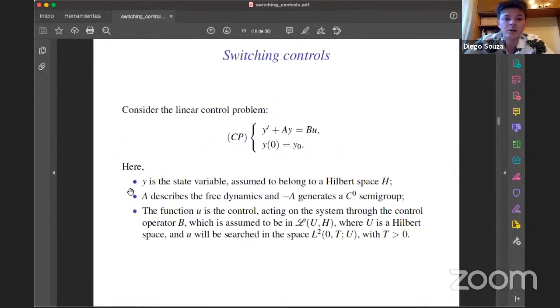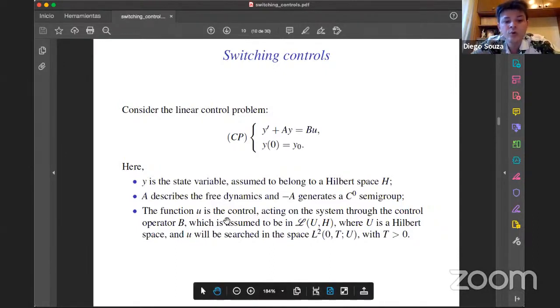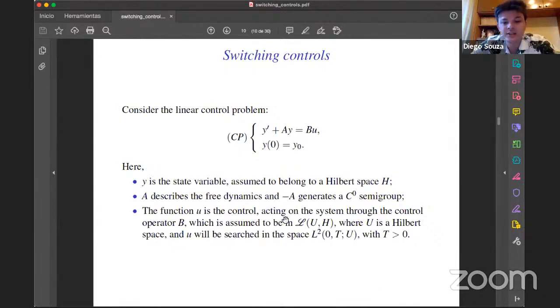Okay, so, switching controls. I will call this linear system again CP, control problem. The space where the solution belongs, I will call H. Now the operator A is such that minus A generates a C0 semigroup. And I will assume that the operator B, which tells us how the control acts on the system, is a bounded operator from U to H. The control u we will search for in L2 with values in the space U.